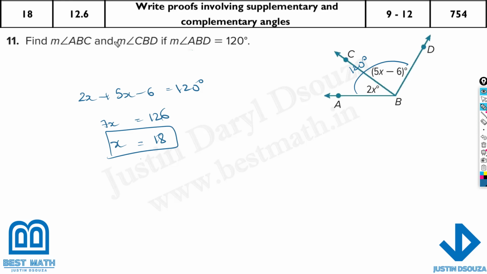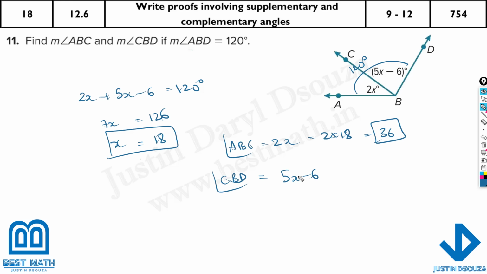Now what else? We need to find the measure of these both. ABC will be equal to 2 times x, that is 2 times 18. So now here what mental math you can do is, the nearest one to 18 is 20. So 20 times 2 is 40, and then subtract 4, it will be 36. If you're getting confused, leave that, just use calculators, guys. And CBD here will be equal to 5x minus 6.